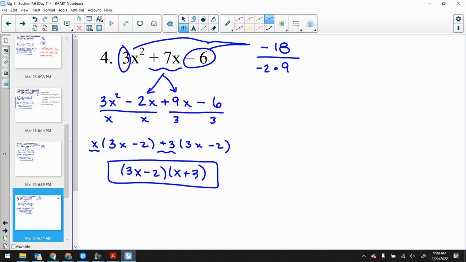What if only one had an x and the other one didn't? Then the x wouldn't be a GCF. Like this one here has an x. This does not. That's why there was no x in my GCF outside. Just the number in common was my GCF.